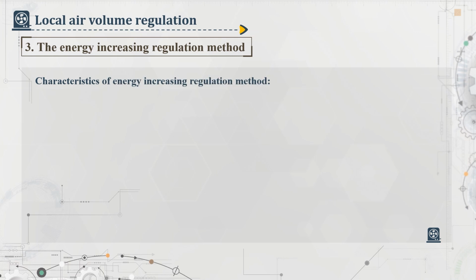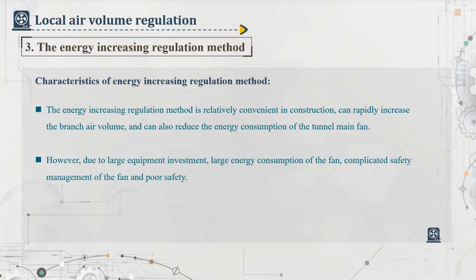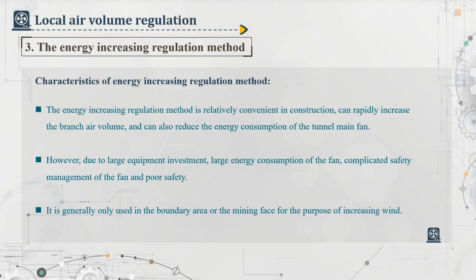Characteristics of energy increasing regulation method. The energy increasing regulation method is relatively convenient in construction, can rapidly increase the branch air value, and can also reduce the energy consumption of the tunnel main fan. However, due to large equipment investment, large energy consumption of the fan, complicated safety management of the fan, and poor safety, it is generally only used in the boundary air and the meaning phase for the purpose of increasing wind.